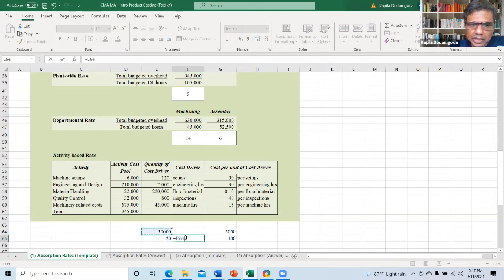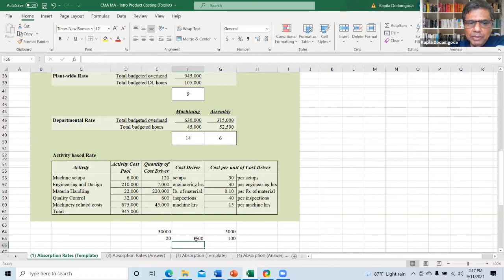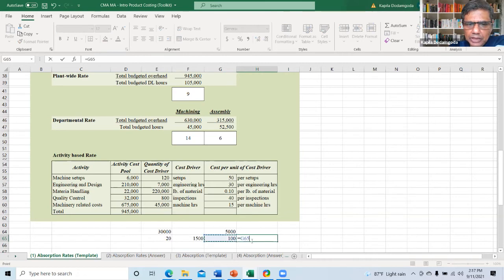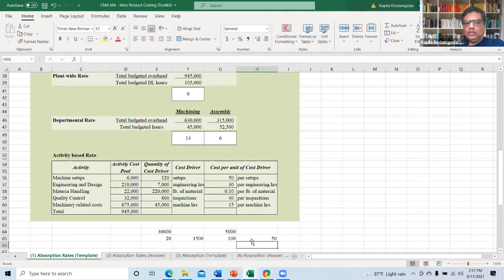Okay, 30,000 divided by 20. Every time you set up the machinery, you produce 1,500 units. But here, every time you set up the machinery, you produce 50 units only. But the setting up cost is the same. So obviously, valve B seems to be more expensive, but it has nothing to do with the lesser number of units.